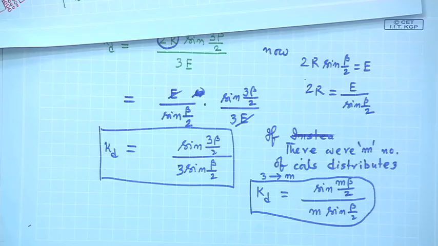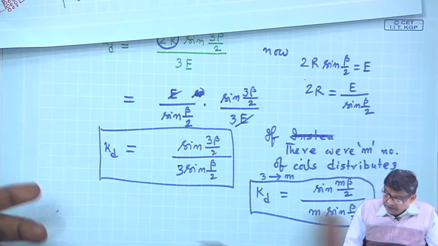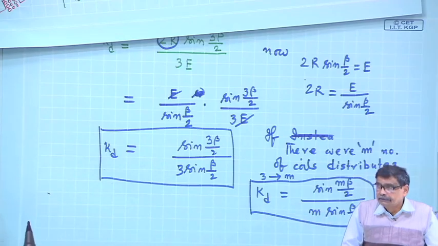So, if the coils are not distributed, you know what resultant voltage you would expect out of those total number of turns. If you know the value of K d, the distribution factor, then you simply multiply with this.